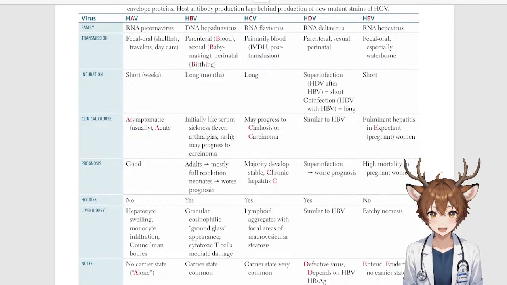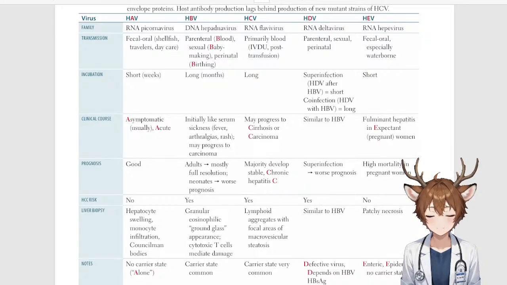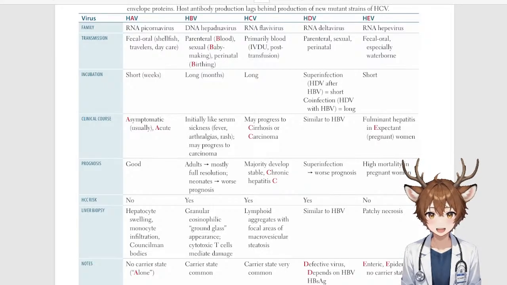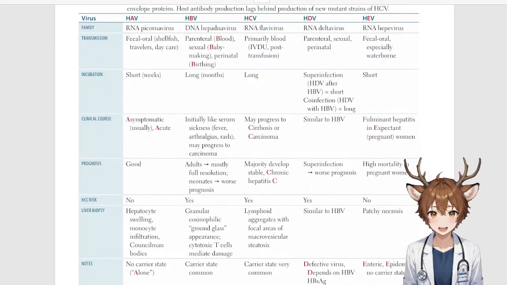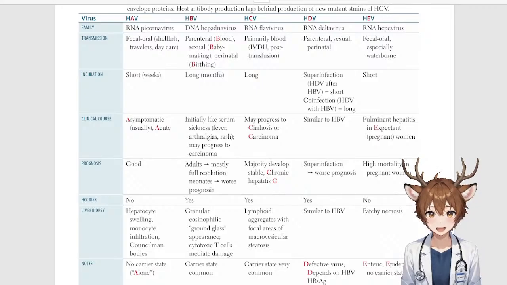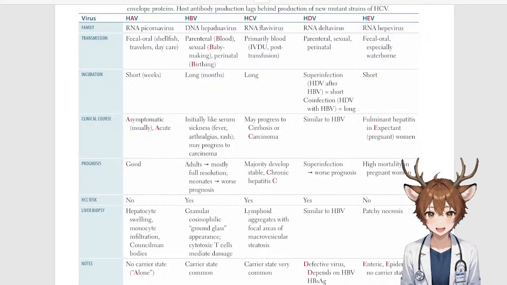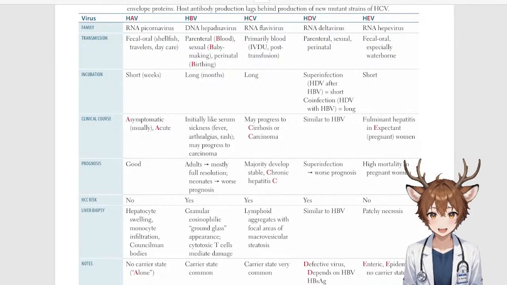What about HBV? B as in boy. It's a DNA hepadnavirus. It's transmitted parenterally through blood, sexual, or perinatal, birthing. Incubation would be long, months. The clinical course is initially like serum sickness, fever, arthralgias, rash, may progress to carcinoma.